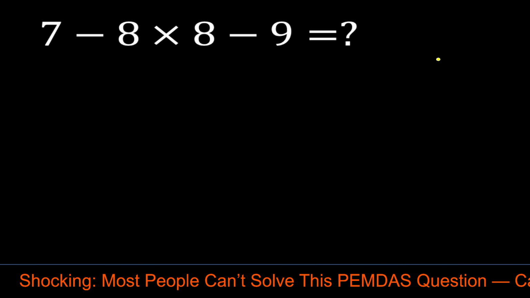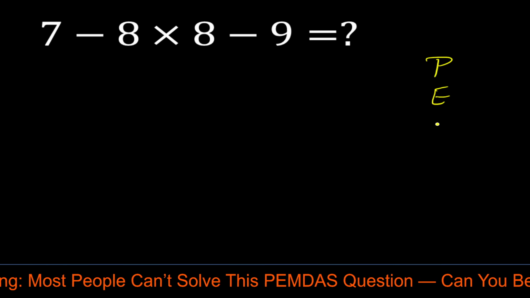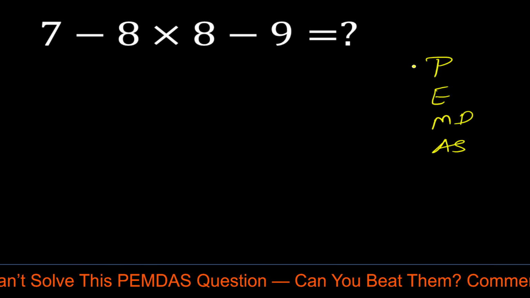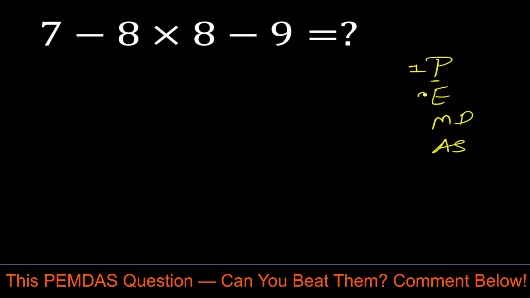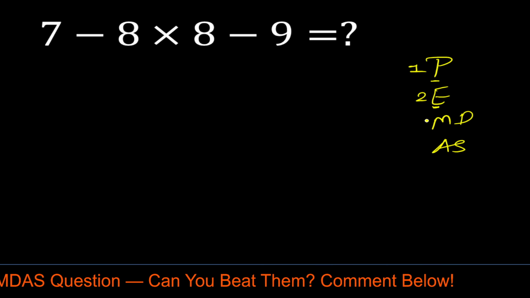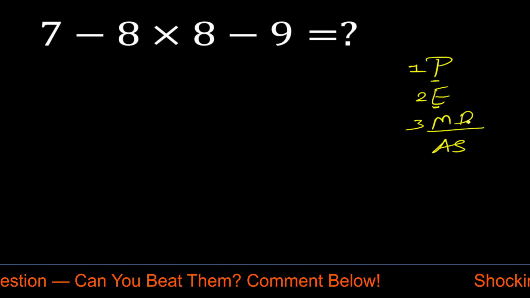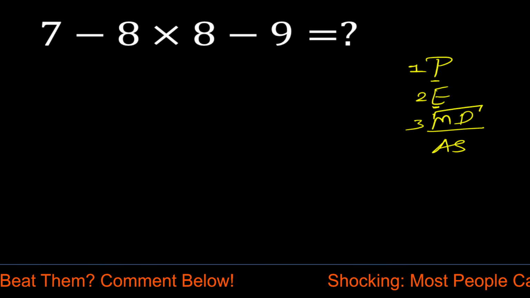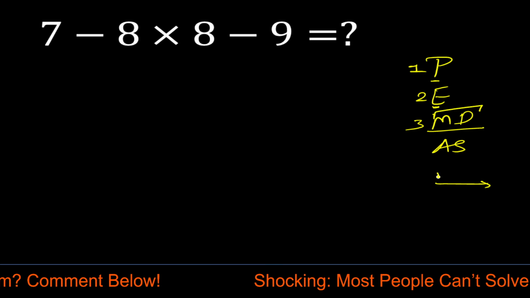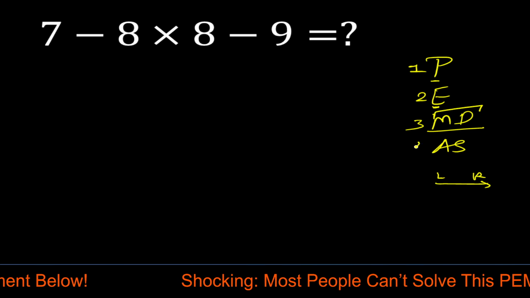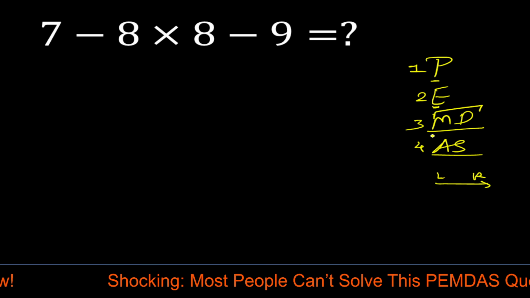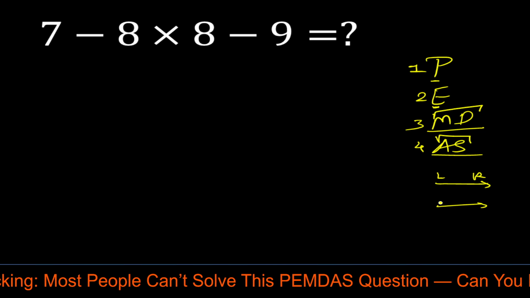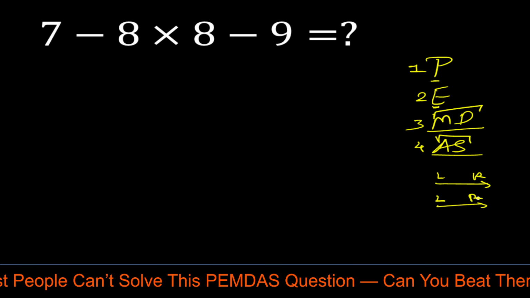PEMDAS. According to the PEMDAS rule, first priority is parentheses, then second priority is exponents, then third priority is multiplication and division. Here multiplication and division both have equal priority, so we have to solve it from left to right. Then fourth and last priority is addition and subtraction. Also addition and subtraction both have equal priority, so we have to solve it from left to right.